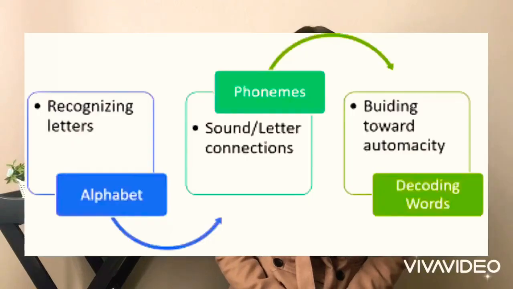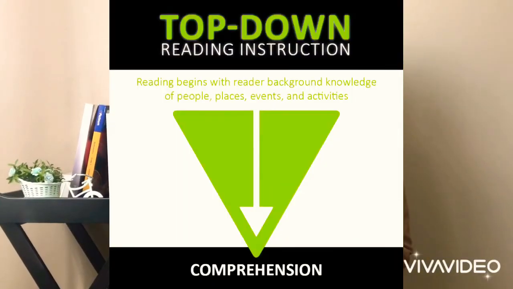The one theory that we have is the Behaviorist Theory, which is the bottom-up approach. And then we have the Psycholinguistic Theory, which is the top-down approach. Let's start by explaining the Behaviorist Theory.